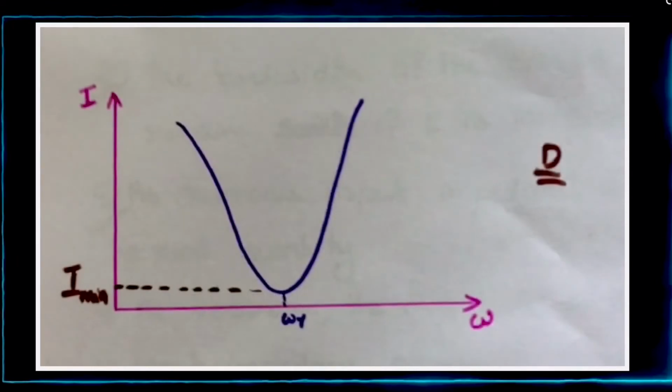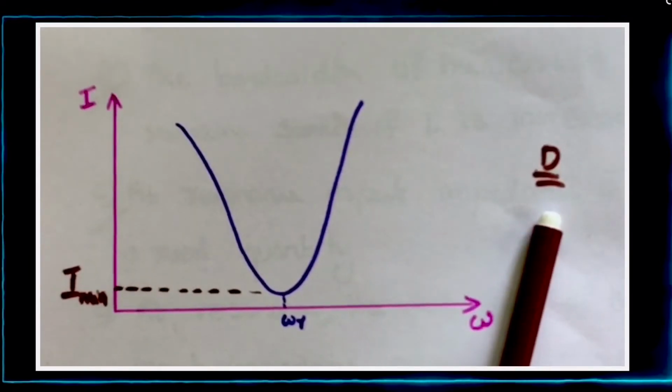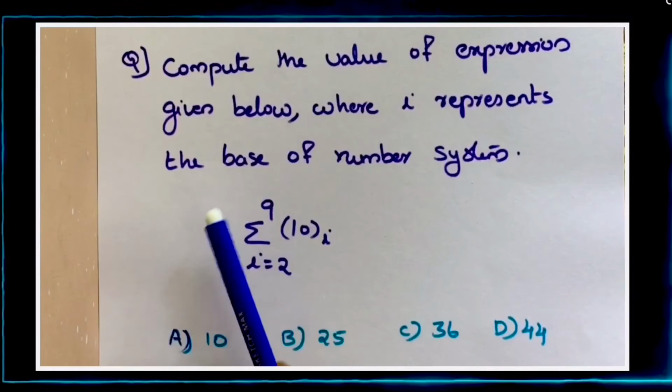This is the current versus frequency characteristics of a parallel RLC circuit. You can see at resonant frequency, current becomes minimum. So the impedance should be maximum. So we can say that option D is not correct. Thus our answer is option D. Moving on to next question.